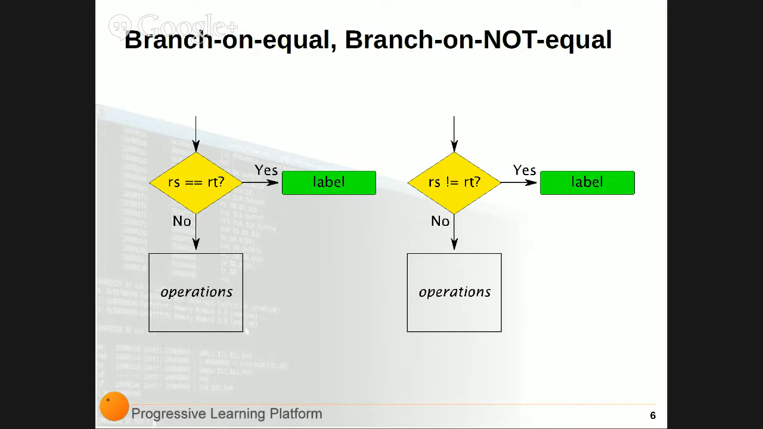So the other one is branch on non-equal, because sometimes you want to branch when those 2 registers are not equal. You'll see examples. Now, what if I want to do other kinds of comparisons? Give me examples. Greater than, less than. Yeah. How do we do it in PLP? So we're not that cruel.